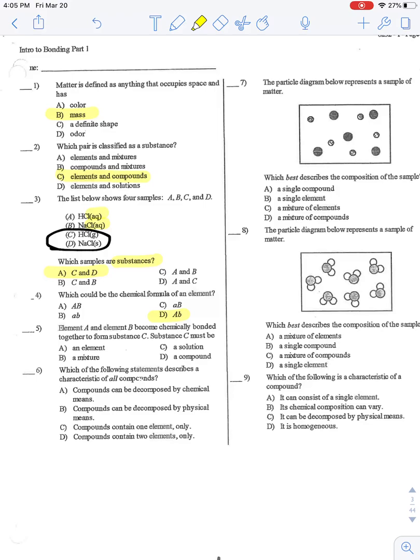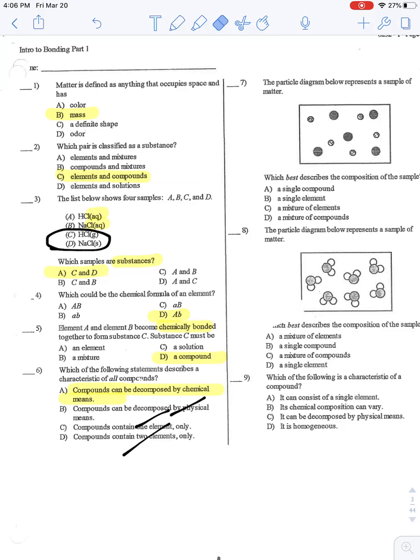5, element A and element B become chemically bonded, so therefore substance C must be a compound. 6, which of the following statements describes characteristics of all compounds? You should look through each one of these answers. The correct answer is A, because it can be decomposed chemically, not physically, and they contain not one element, and compounds contain 2 elements only. That's not always true. Okay.